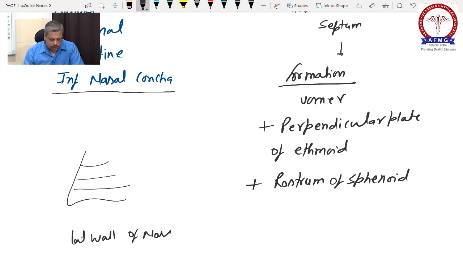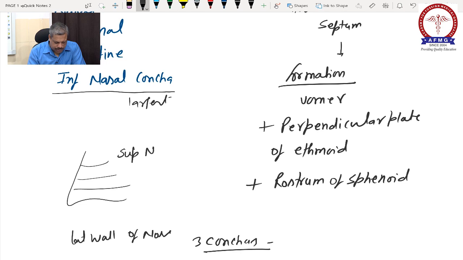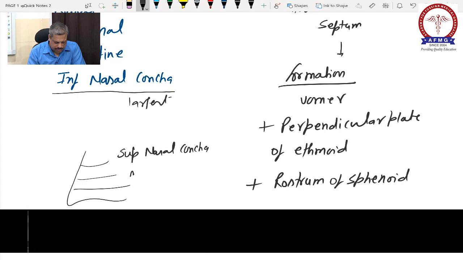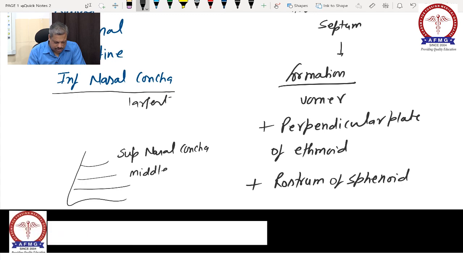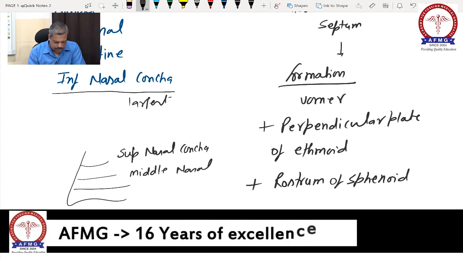In the lateral wall of the nose, these 3 conchas are present. These are shelf-like projections present in the lateral wall of the nose. Inferior nasal concha, this is the largest. So what are the names? This is the superior nasal concha, and this is the middle nasal concha, and this is the inferior nasal concha.